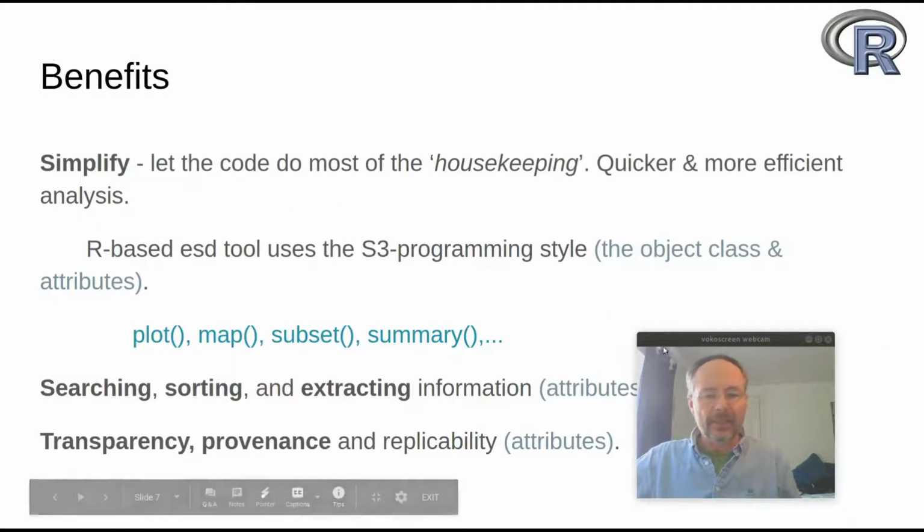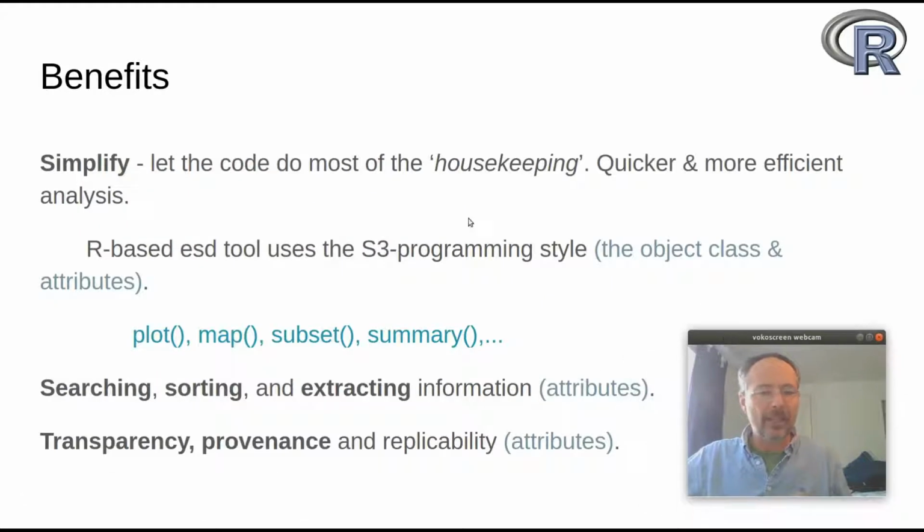So the benefits of having the structure and also the attributes, the metadata, is to simplify and let the code do the housekeeping, as I showed in the first example, and that makes the analysis quicker and more efficient, at least to set it up and test it, even though it may run a bit more slowly once you run it. But if you just run it once, it doesn't really matter so much.